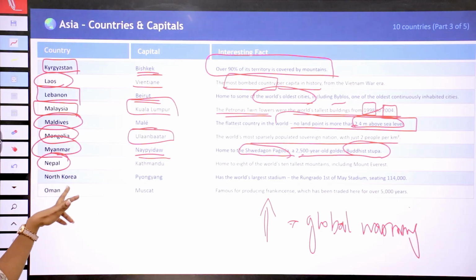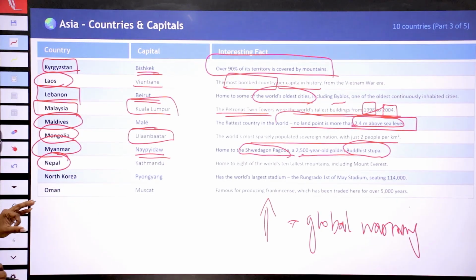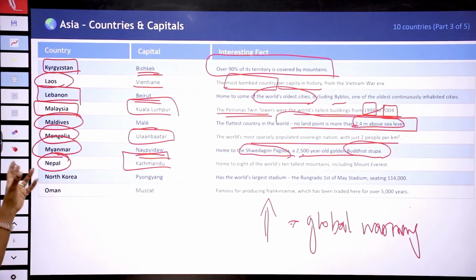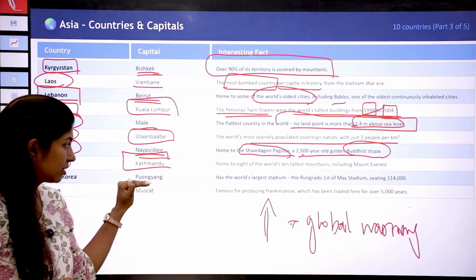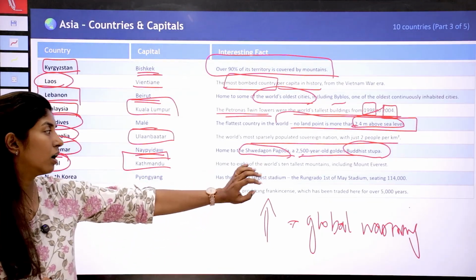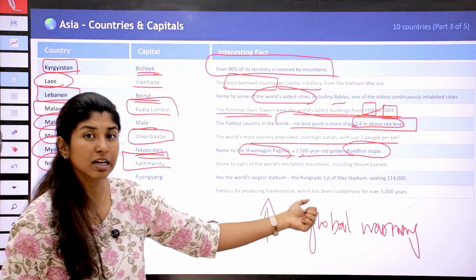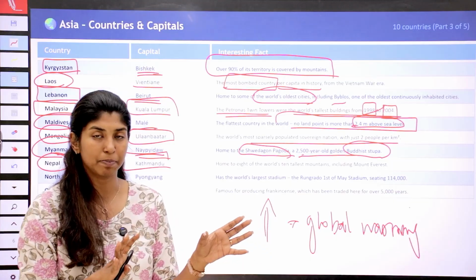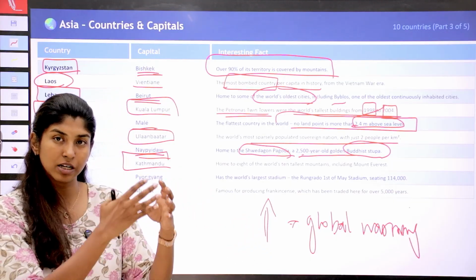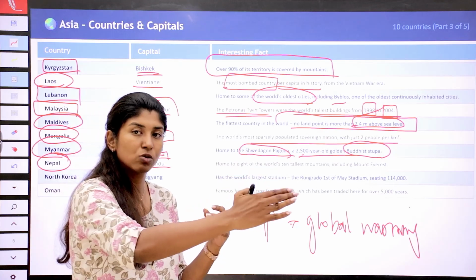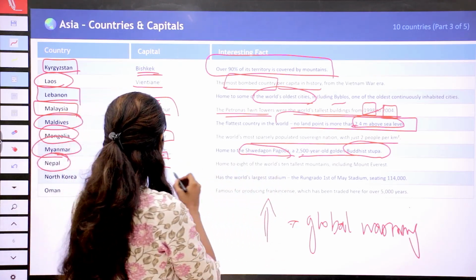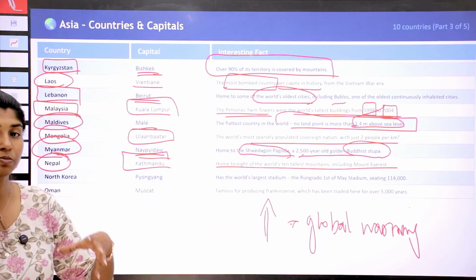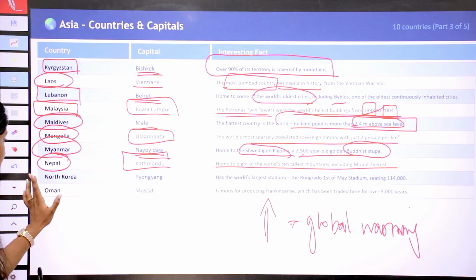And then we have Nepal. Nepal's capital is Kathmandu. It is home to 8 of the world's 10 tallest mountains, including Mount Everest. Mount Everest is not completely present in Nepal, but one part of Mount Everest is present in Nepal, and then it continues to Tibet and other areas also. So its capital is Kathmandu, and it's home to 8 of the world's tallest mountains.